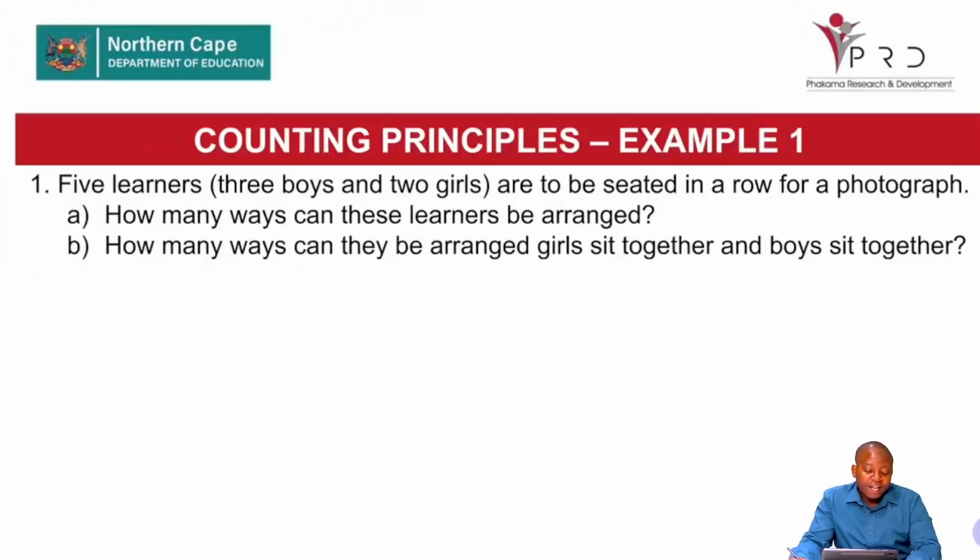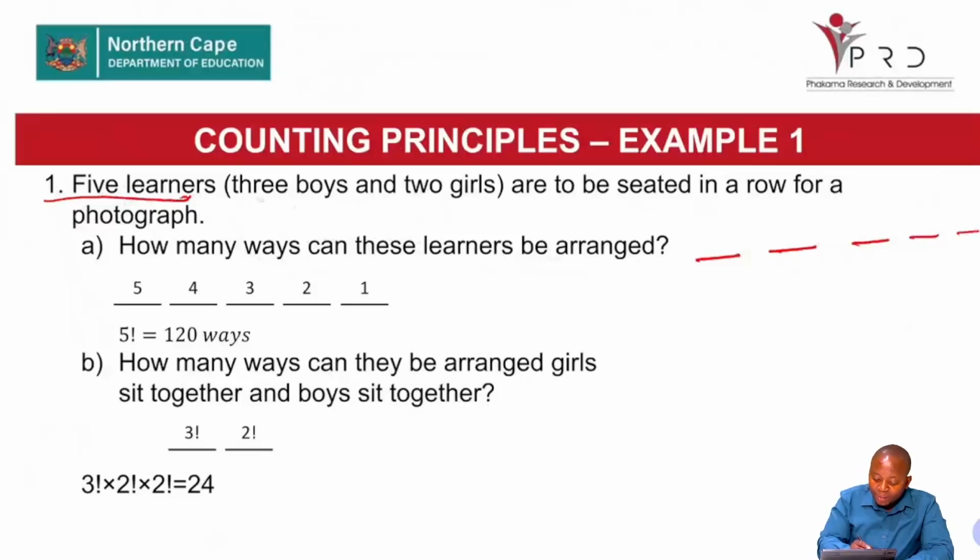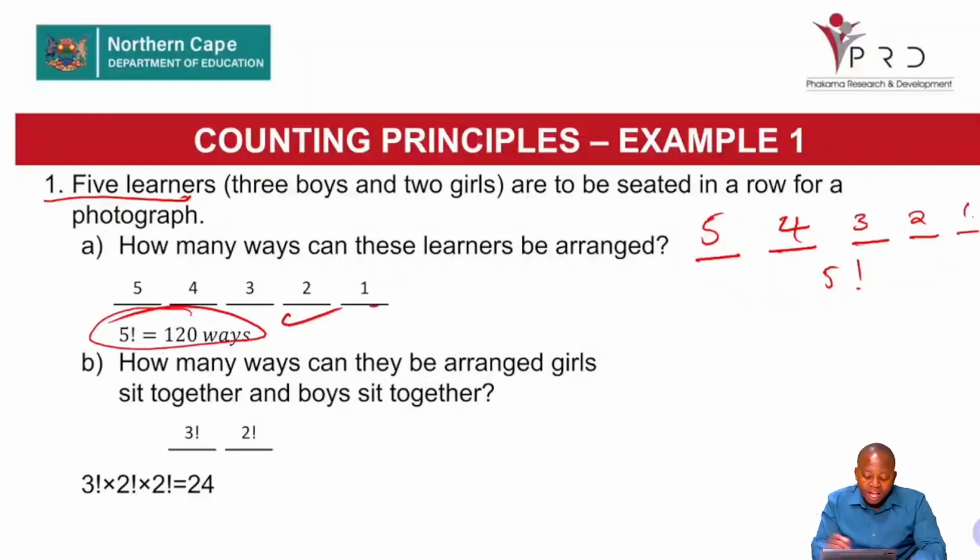The example says 5 learners, 3 boys and 2 girls, are to be seated in a row for a photograph. How many ways can these learners be arranged? Now let's look at the solution. How many learners do we have? 5, so we have 5 positions: 1, 2, 3, 4, 5. So we have 5 factorial ways in which they can be arranged. Easy. Second one: how many ways can they be arranged so that the girls sit together and the boys sit together?